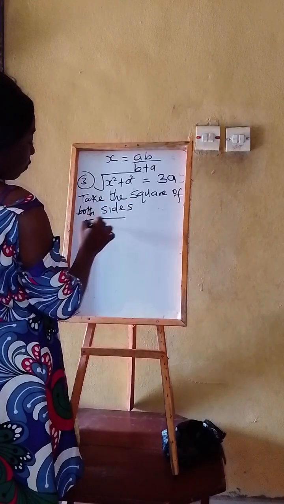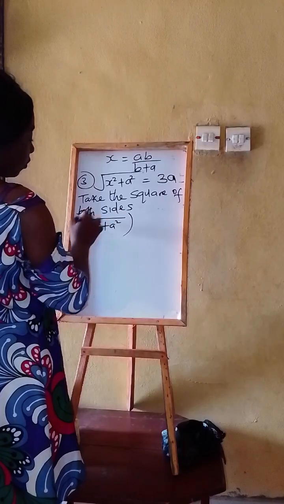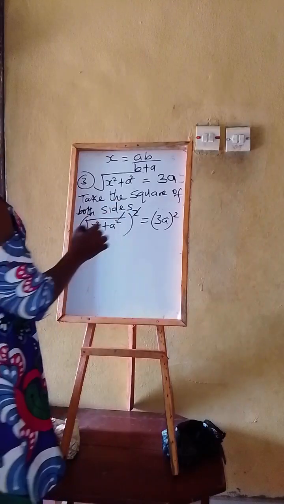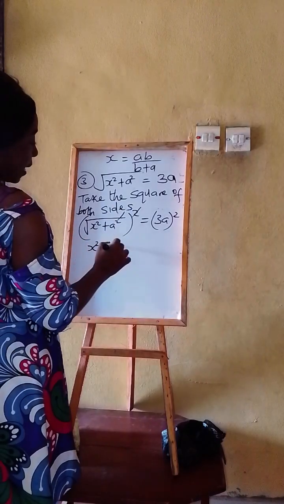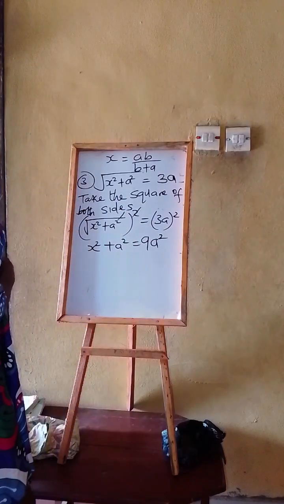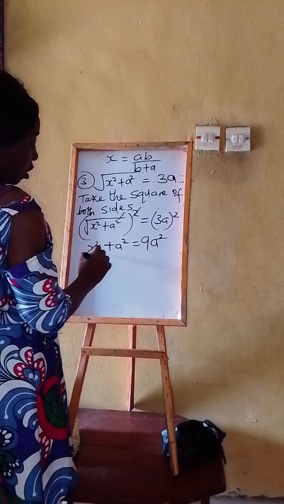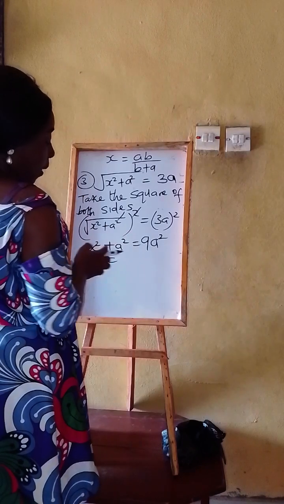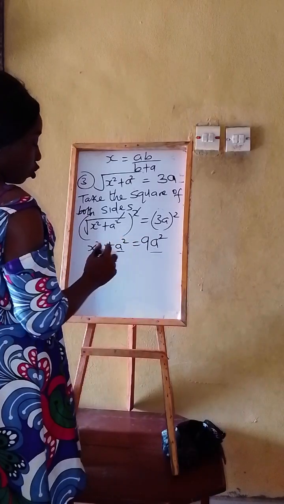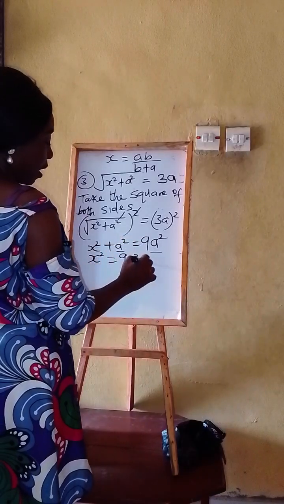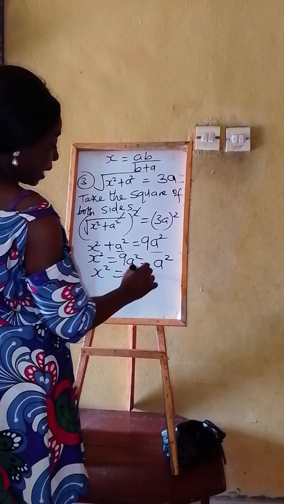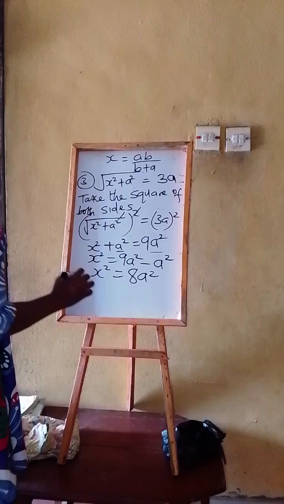So we have square root of x squared plus a squared equals 3a squared. So the square cancels the square root. So we have x squared plus a squared equals 9a squared. The next thing to do is collect like terms. A is here, a is there. So we have 9a squared minus a squared. So x squared equals 8a squared.